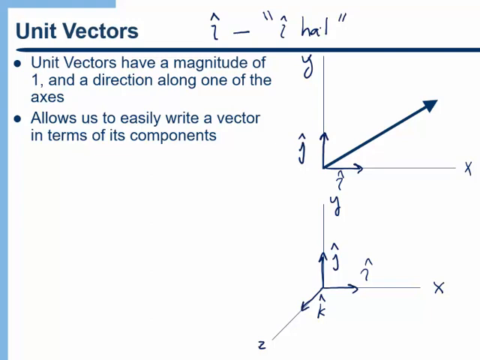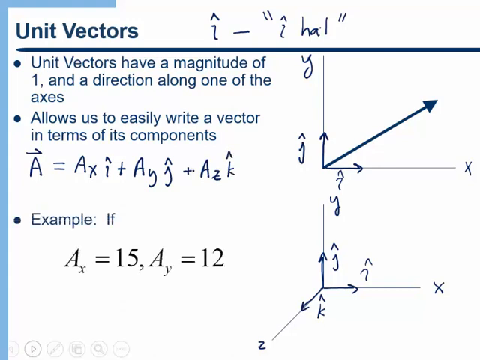In general then, vector A can be written as the x component times i hat plus the y component times j hat plus the z component times k hat. Let's look at a two-dimensional example. If we have a two-dimensional vector that has an x component of 15 and a y component of 12, then vector A can be written as 15i plus 12j.